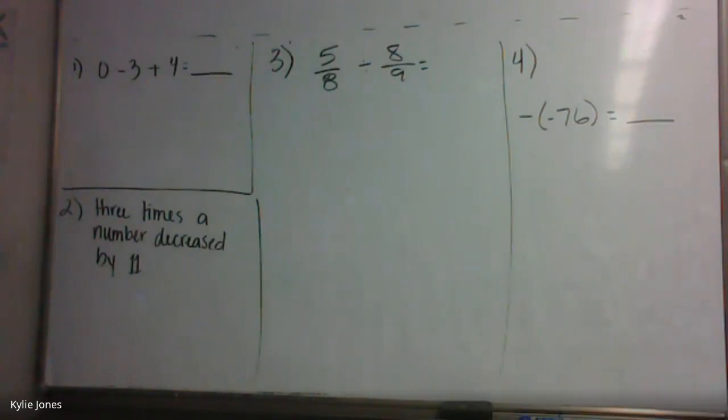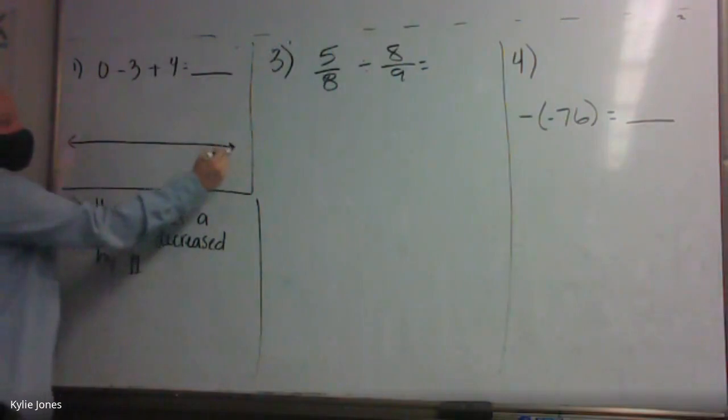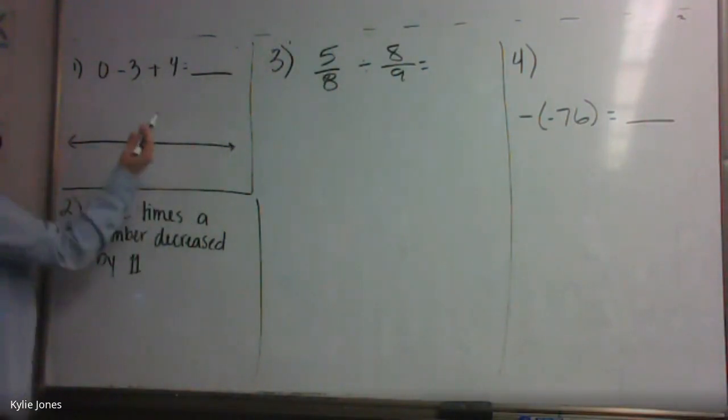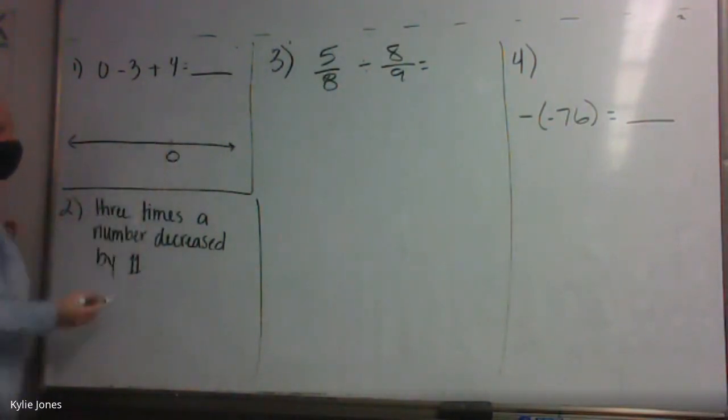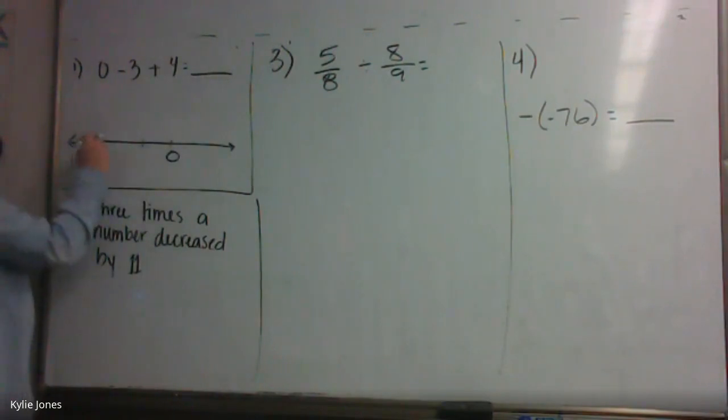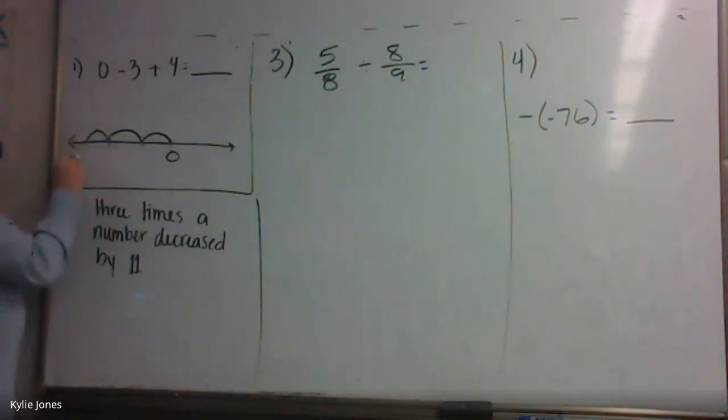Now, the best way I can describe doing this would be to use a number line. You might be able to do it in your head, but if you're confused on it, start with a number line. Put your 0, and then it says minus 3. So you would jump backwards 3. 1, 2, 3. That puts you at what number? Negative 3. So we did 0 minus 3.